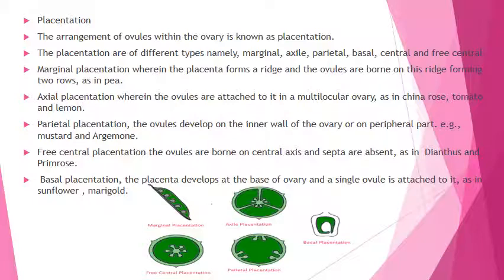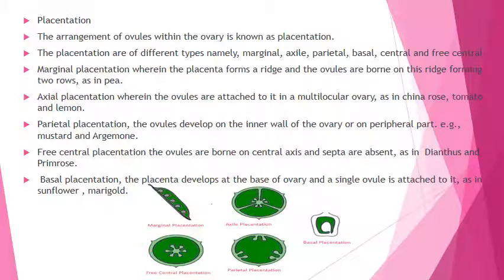Then parietal placentation: the ovules develop on the inner wall of the ovary or on the peripheral part, as we find in mustard and argemone. Another one, that is free central placentation, in which the ovules are borne on the central axis and septa are not present in between them.